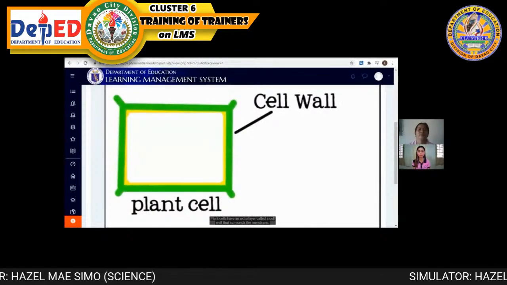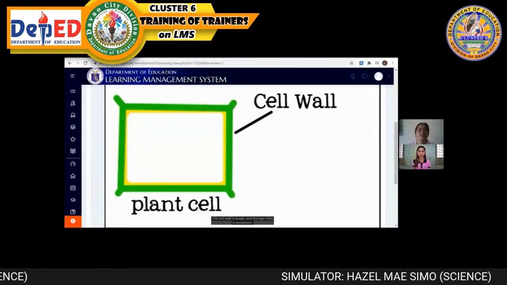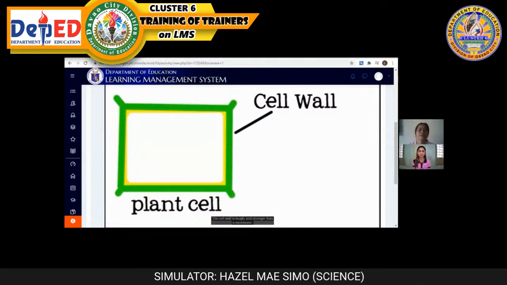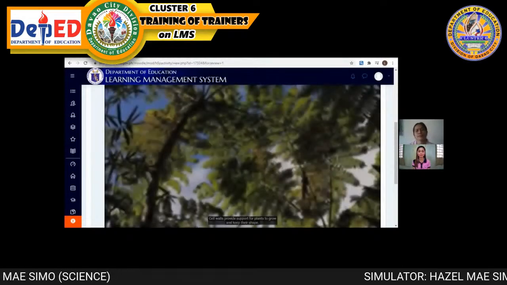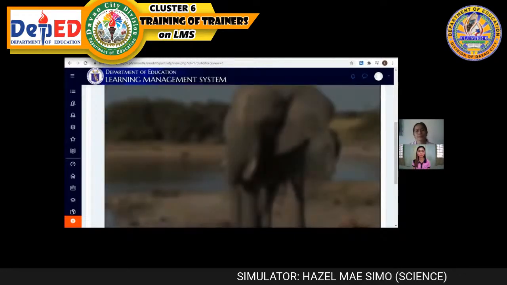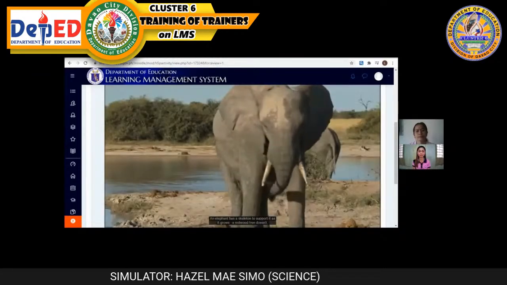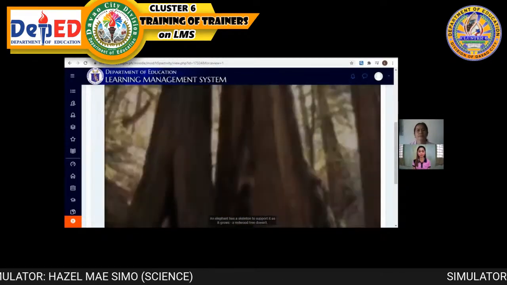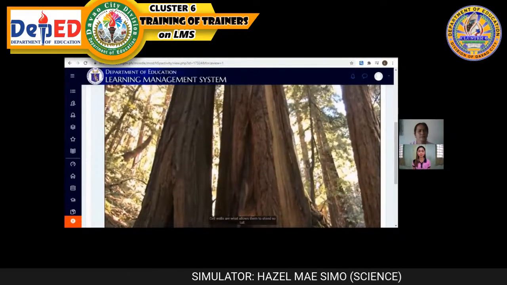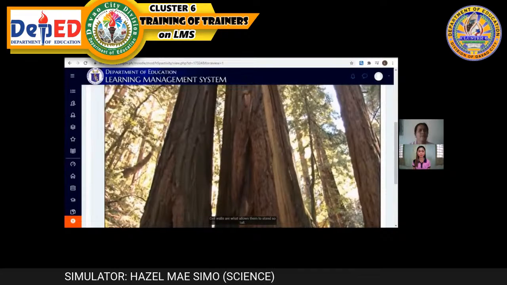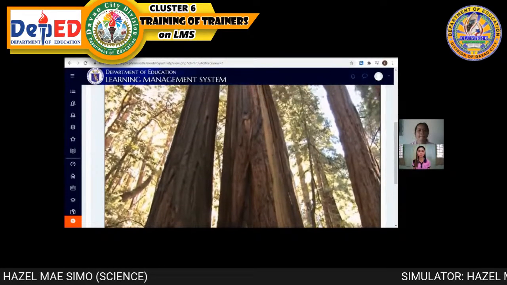Plant cells have an extra layer called a cell wall that surrounds the membrane. The cell wall is tough and stronger than a membrane. Cell walls provide support for plants to grow and keep their shape. An elephant has a skeleton to support it as it grows. A redwood tree doesn't. Cell walls are what allows them to stand so tall.